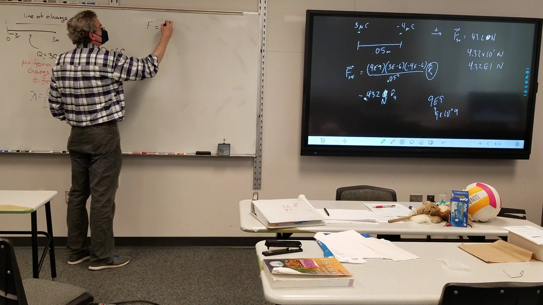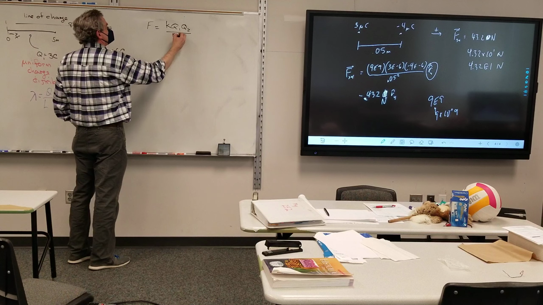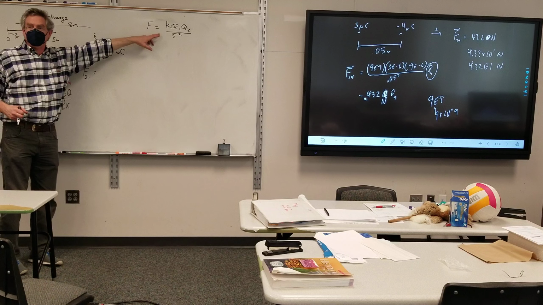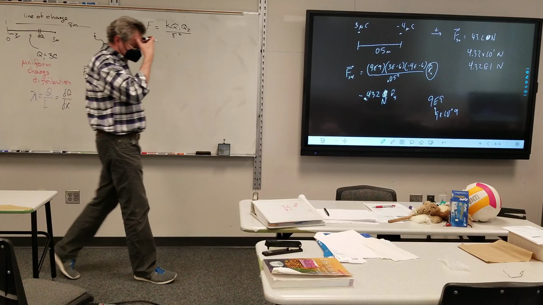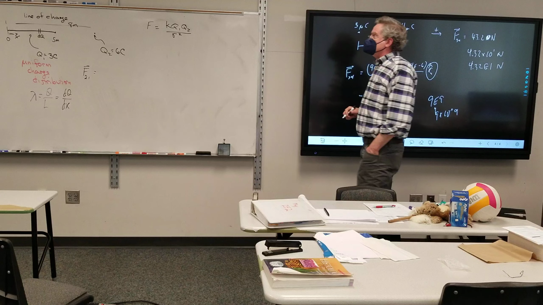Just look at magnitude for this second. k Q1 Q2 over R squared. The formula that we're given here is basically for 2 point charges, but what am I using for a charge here? I don't have a point charge, so I have to create one. I'm just gonna take a small little segment right here, which I'm gonna label dq. It is an infinitesimally small, but not 0, amount of charge.